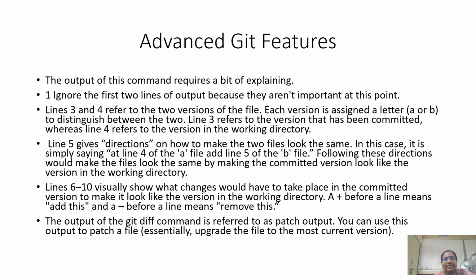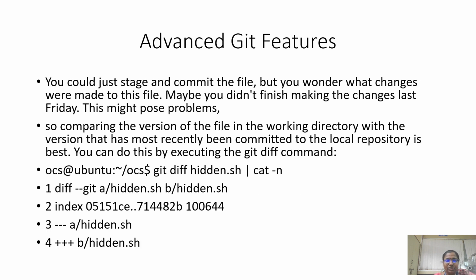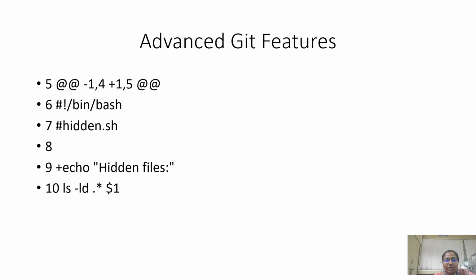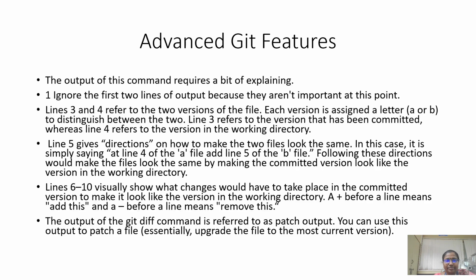Each version is assigned a letter, A and B, to distinguish between the two versions. Line 3 refers to the version that has been committed, whereas line 4 refers to the version that is in the working directory. So line 3 refers to the version that is already committed, that is checked out in the repository. Line B refers to what you have worked on now.